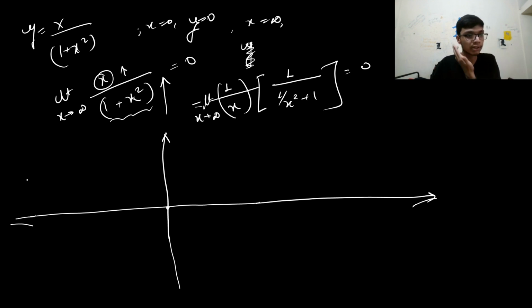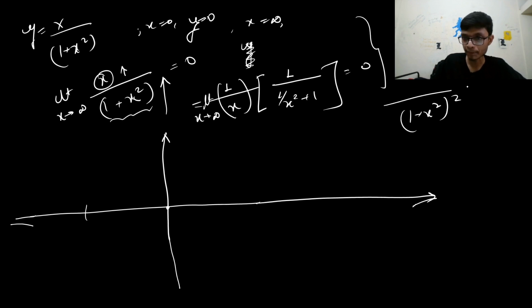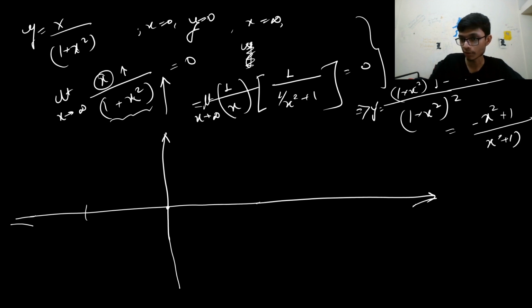Now we have to check the nature of the graph at the intermediate values. For that, we differentiate x by 1 plus x square using the quotient rule of differentiation. So y dash of x is equal to the denominator times 1 minus x times 2x, over 1 plus x square whole square. From here we get minus x square plus 1 in the numerator, and the denominator is a positive quantity.